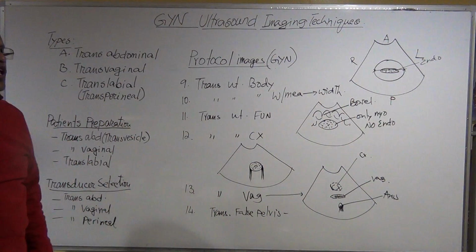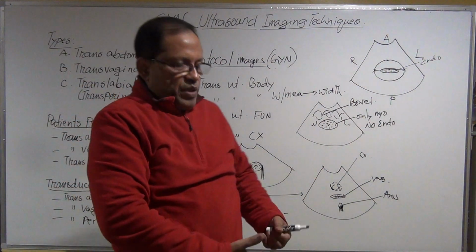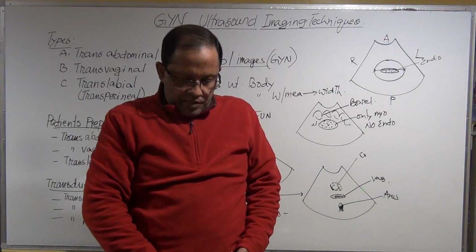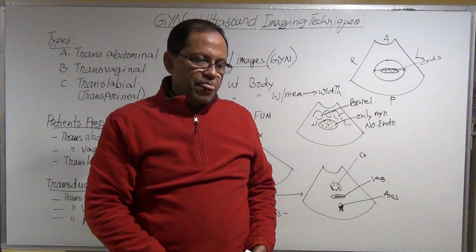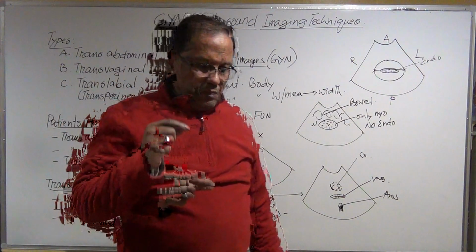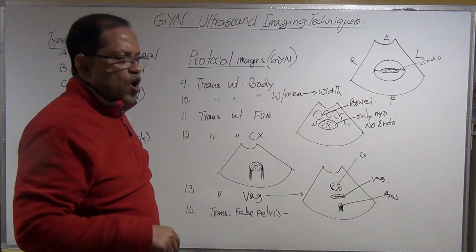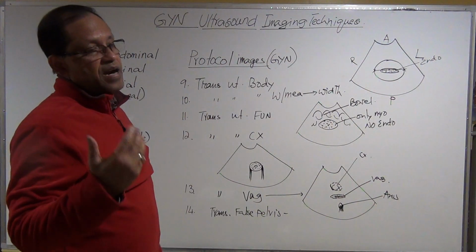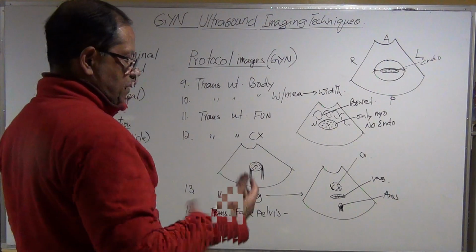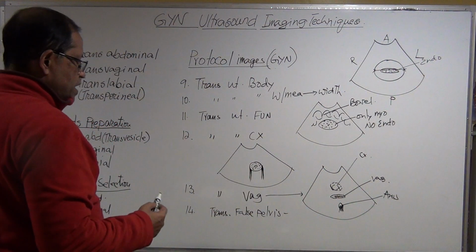What is transverse false pelvis? Because in the false pelvis there might be a mass, and most commonly it is a pedunculated fibroid from the fundus of the uterus.